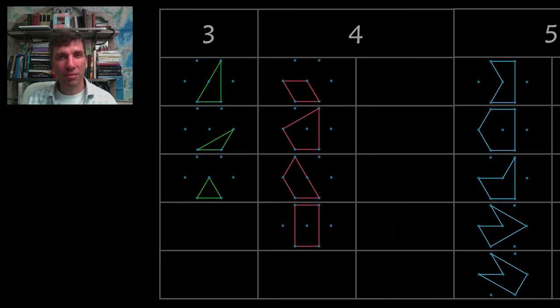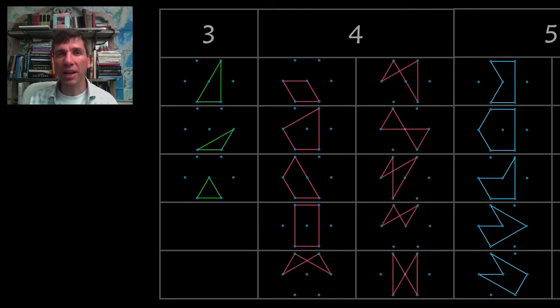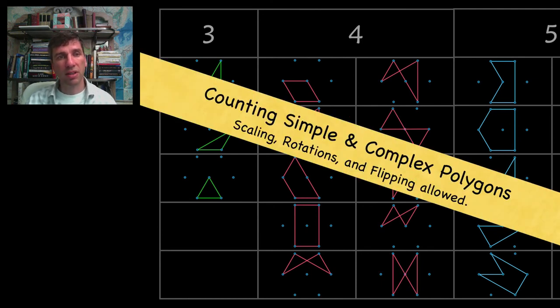Okay, good. Here you can imagine that we've counted all of the complex polygons, but we have allowed for rotations and we have allowed for flipping and for scaling. So the triangles, we only have 3 triangles. So we're not, in one sense, as complete as that second student and third student. But in another sense, we've made different assumptions that allow us to count things that those students hadn't considered. So this one, counting simple and complex polygons.